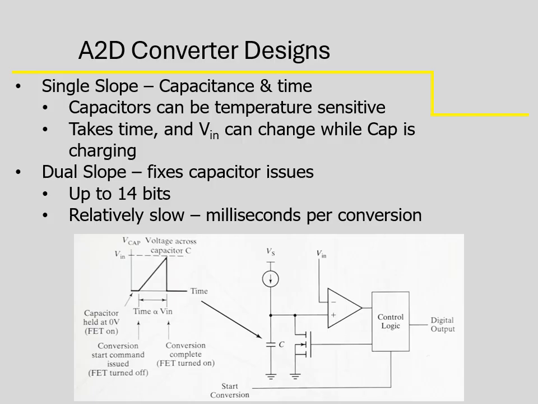All right, so let's look at a couple A to D converter designs. The most basic is called a single slope, and there's a picture of that down here. This is fairly easy to understand. What we do, so this device right here is called a comparator, and we are not talking about op amps in this class.